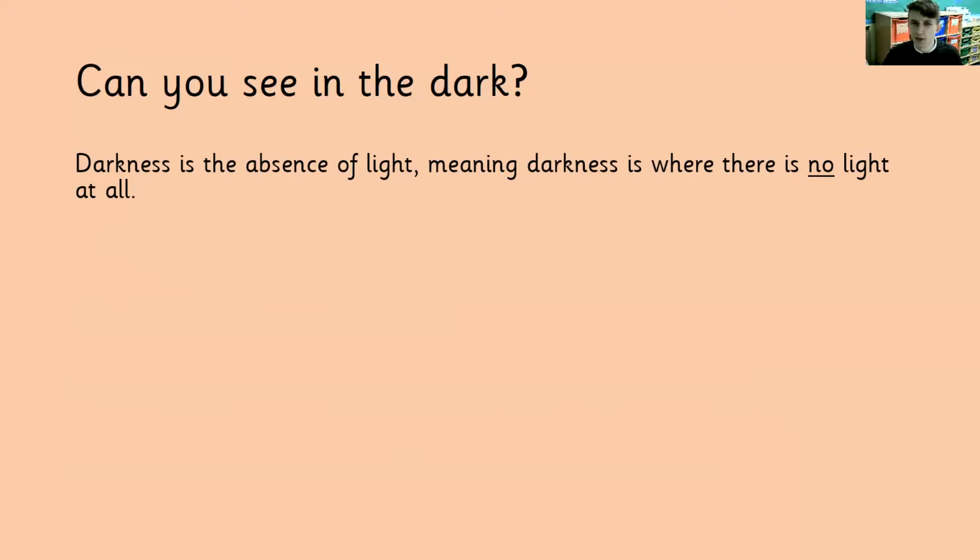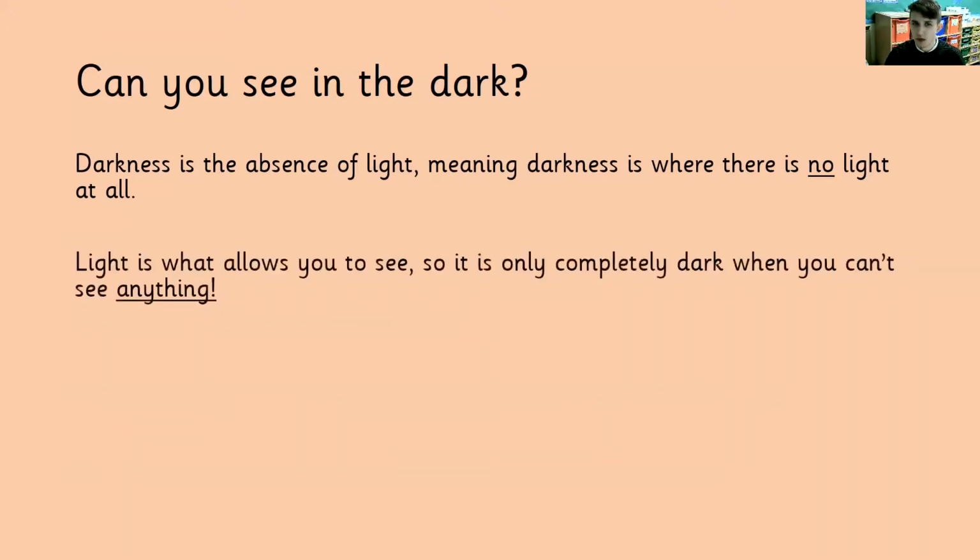So earlier when you were changing your room and you were taking away those light sources, was it dark? Well, if you could see something, that means it wasn't completely dark. Because as it says there on the screen, light is what allows you to see. So it is only completely dark when you can't see anything. So when I say, what is darkness? You can answer that by saying, darkness is when there is no light at all and you cannot see anything.